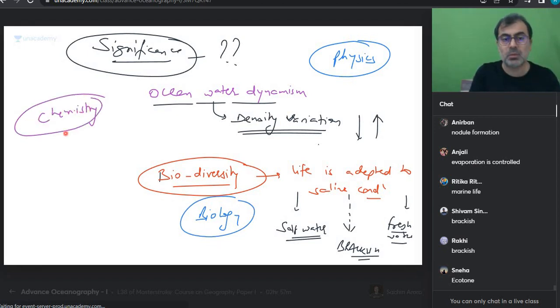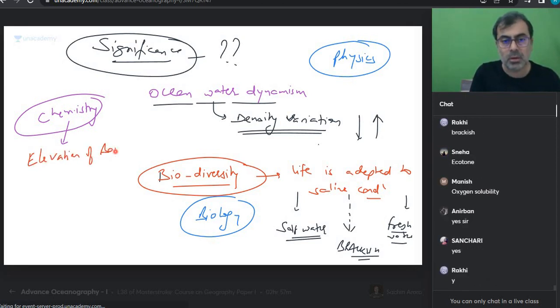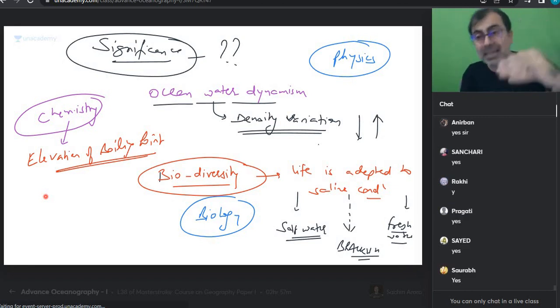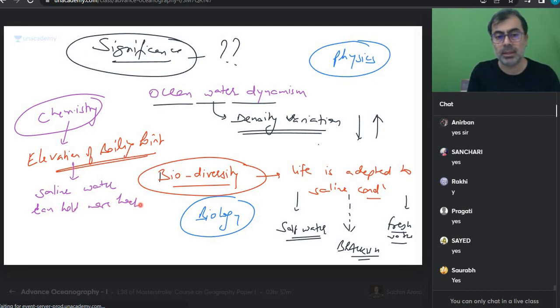Chemistry of the ocean. So what is chemistry? Well, what did they call it? In school, if you were a science student, you would have heard that salt can help in depression of freezing point and elevation of boiling point. Heard of that? Elevation of boiling point means water will not boil at 100 degrees Celsius. Yes, you will have to give it more heat to cause it to boil. And depression of freezing point, water will not freeze at 0 degrees Celsius. You will have to cool it further to get that freezing point. Elevation of boiling point means you are giving me more. Saline water can hold more heat.